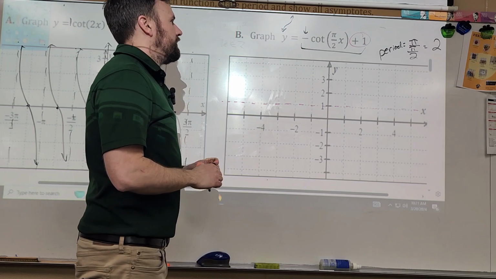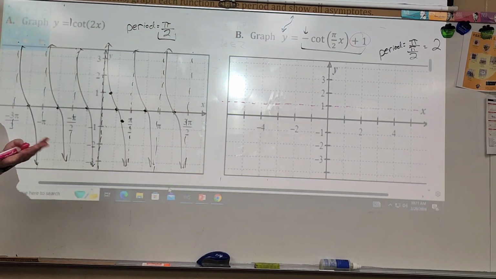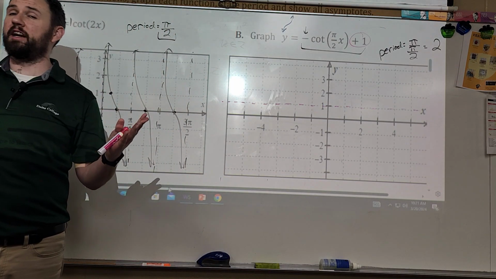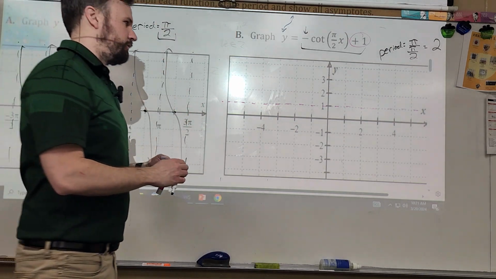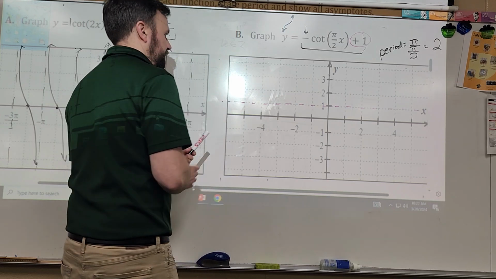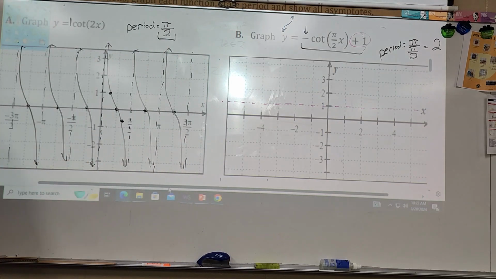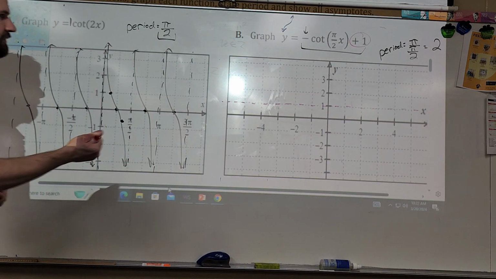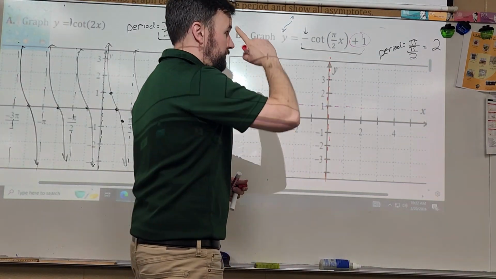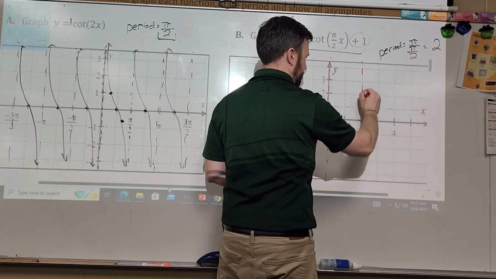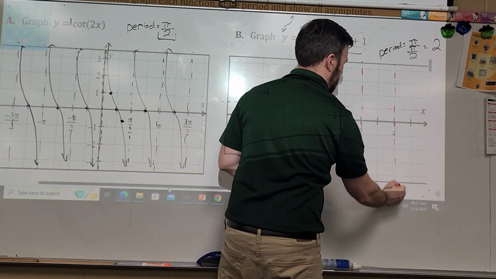All right. So with cotangent, what's the first thing I like to start with? With tangent, I start with a 0 usually, right? You guys remember that? I'd go at 0. So with cotangent, I'm going to start with an asymptote. What color should I use for asymptotes this time? Let's do red. So I'm going to start with an asymptote. Where's my next one going to be? At positive 2, 4.